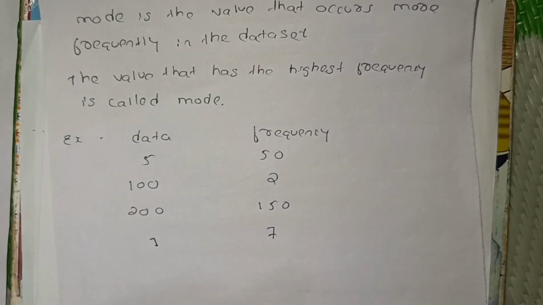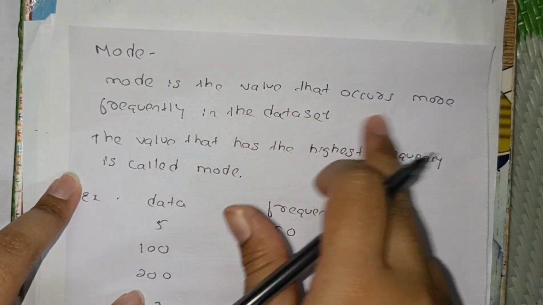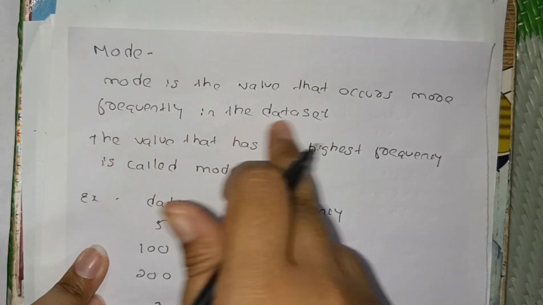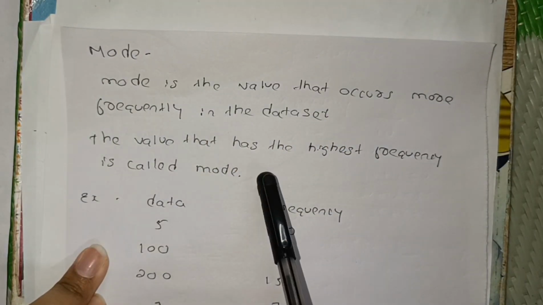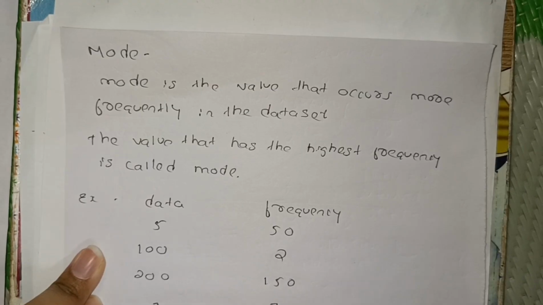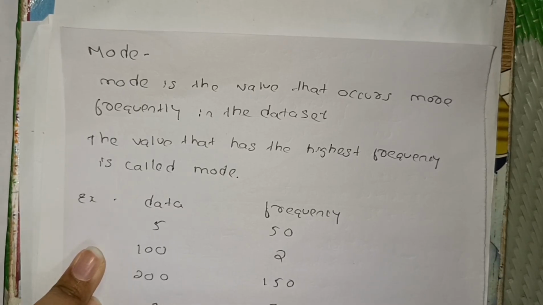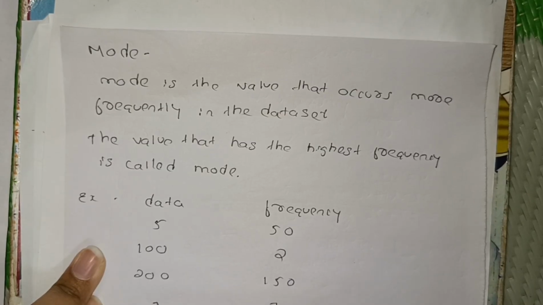Then the last topic is mode. Mode is the value that occurs most frequently in the dataset. The value that has the highest frequency is also called mode. Mode is only for the discrete data and not applicable for continuous data. To calculate the mode, first we should find the frequency of each data, and the data which has the highest frequency is the mode of the data set.